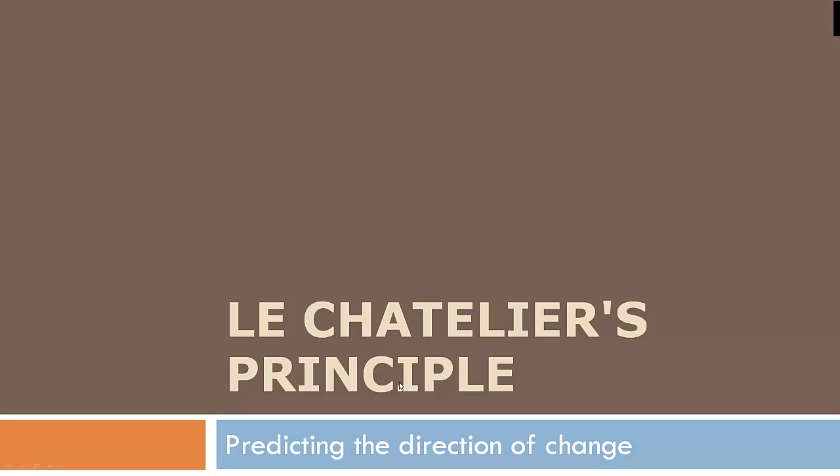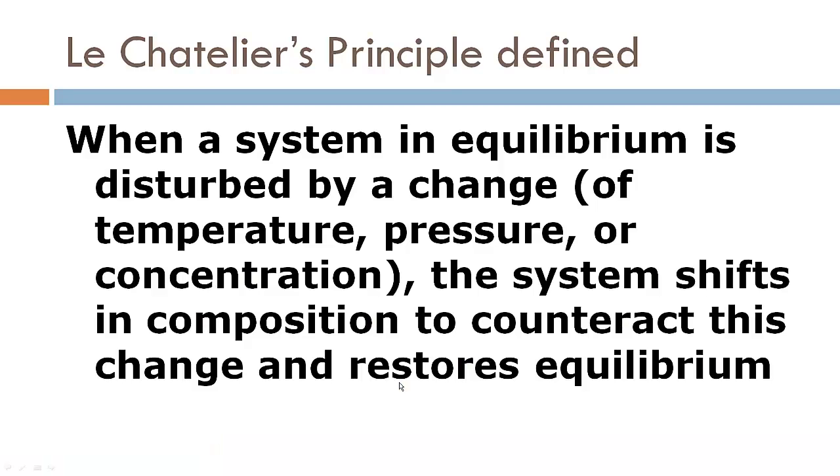We're going to be talking about LeChatelier's principle, and LeChatelier's principle is what we use to predict what a reaction at equilibrium will do when it's challenged by some sort of change. So let's go over the definition and try to clear up what the definition means. This is a definition. It says, when a system in equilibrium is disturbed by a change, now, two things.